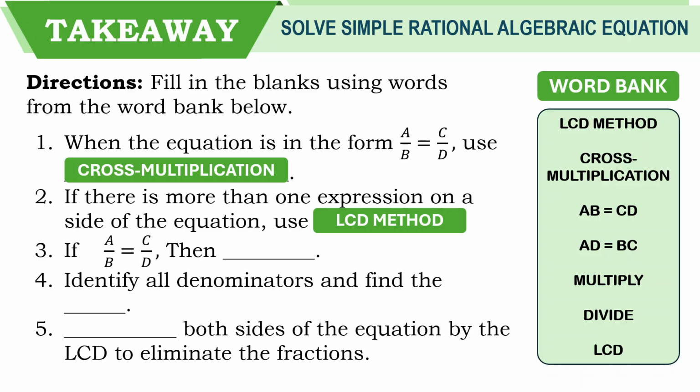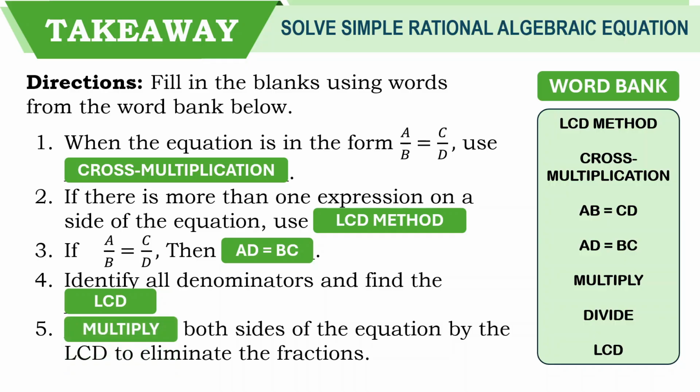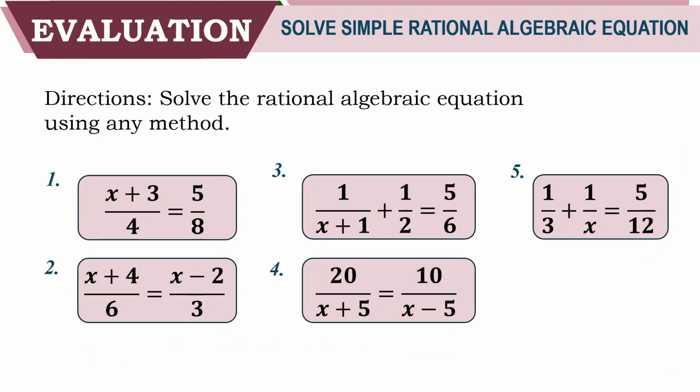Number 3, if a over b equals c over d, then ad equals bc. That's the application of cross multiplication. Number 4, identify all denominators and find the LCD. Okay, that's the first step of the LCD method. Number 5, blank both sides of the equation by the LCD to eliminate the fractions. Multiply both sides of the equation by the LCD. Okay, so great job if you got all 5 correctly.